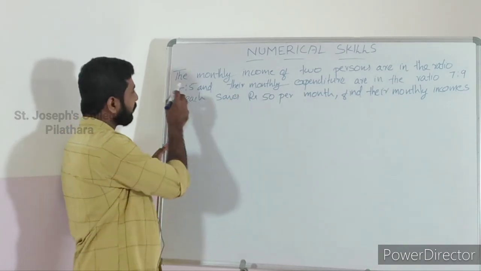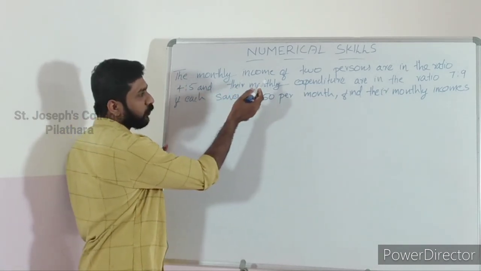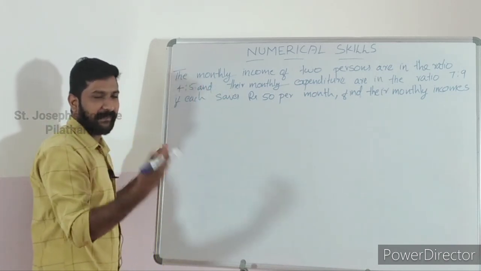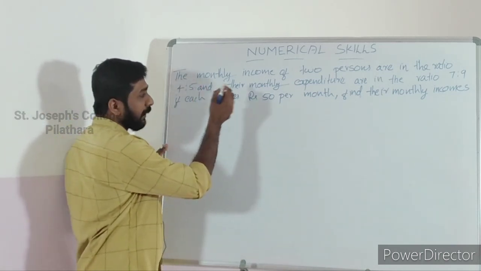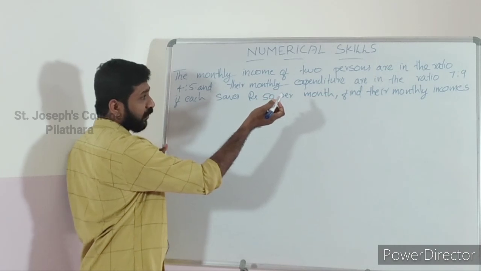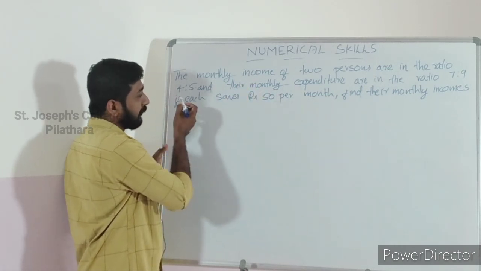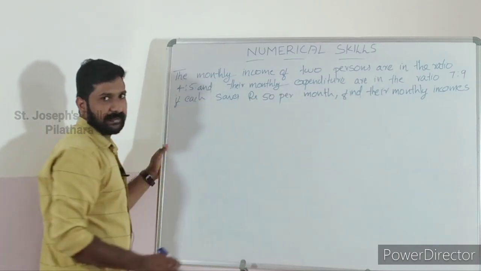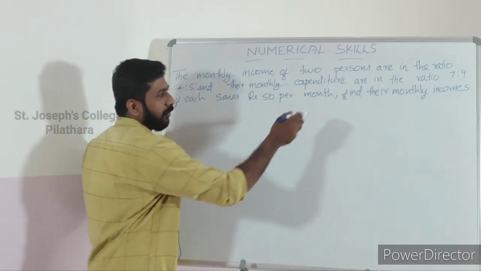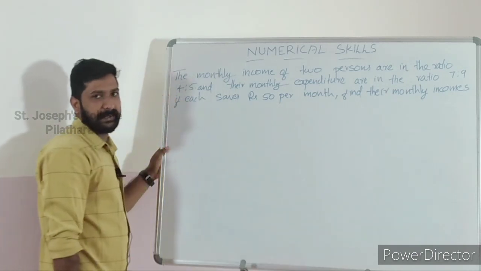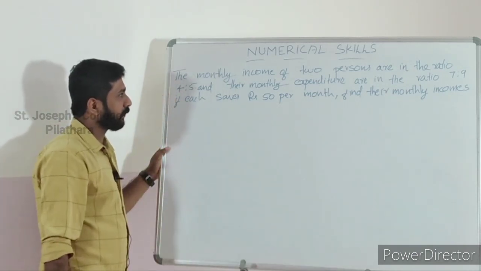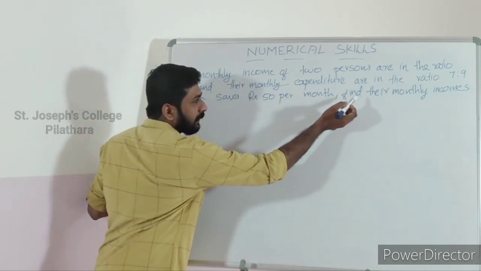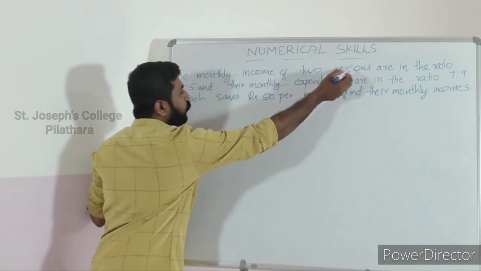Look at the first sentence. The monthly incomes of two persons are in the ratio 4:5. That is the fact part. Their monthly expenditures are in the ratio 7:9. If each saves rupees 50 per month, that is the condition part. Find their monthly incomes. That is the question.